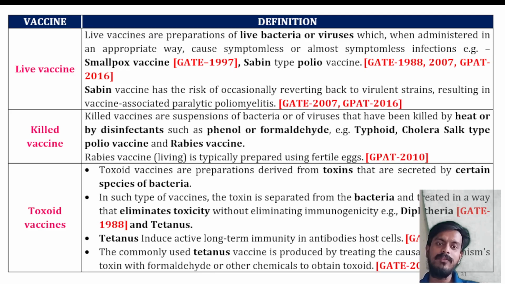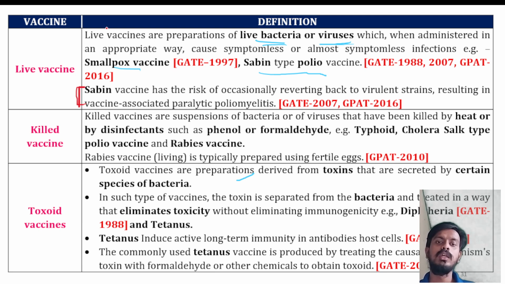So let's talk about live vaccines. Live vaccines are vaccine preparations that use either live bacteria or live viruses, which when administered in the appropriate way cause a symptomless or almost symptomless infection. Examples are the smallpox vaccine and the Sabin type polio vaccine. The Sabin vaccine has a risk that sometimes it can revert back. Okay, that property is also there in such types of vaccines.